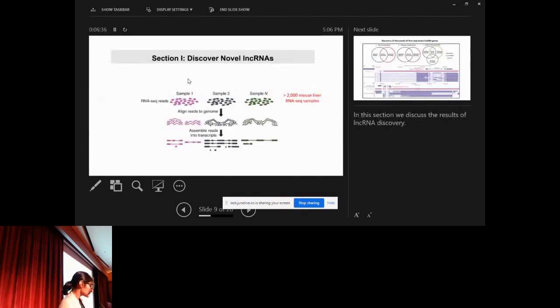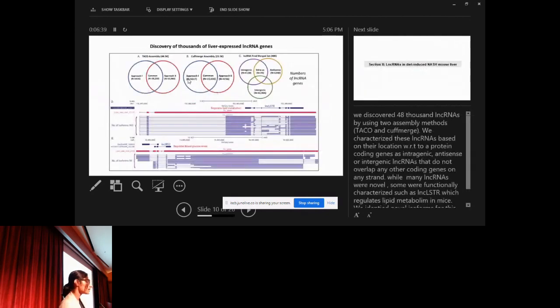So the first section, which is basically to discover novel lncRNAs, as I said, we used about 2,000 bulk RNA-seq datasets to assemble the transcriptome using two methods, Tuxedo and Cufflinks, and we have this comprehensive set of 48,000 mouse liver-specific lncRNAs. Some of them have well-characterized functions, but most of them that we have here are quite novel and we do not know what they do. We use this particular set as a guide and as a reference for all the single cell analysis annotations that we have done in the study.